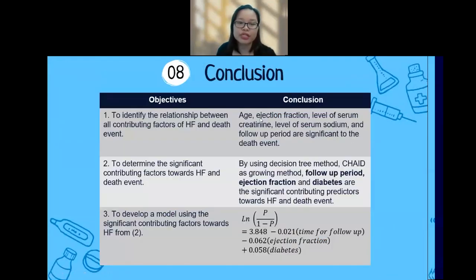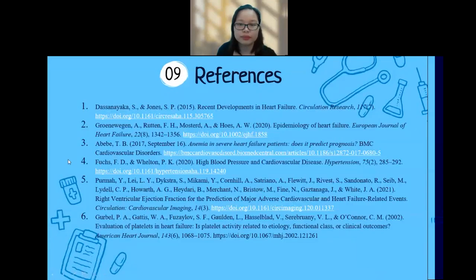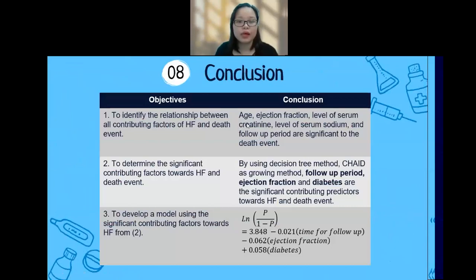So in conclusion, I could conclude that all my objectives are successfully achieved. For objective 1, my conclusion is that age, ejection fraction, level of serum creatinine, level of serum sodium, and follow-up period are significant to the death event.